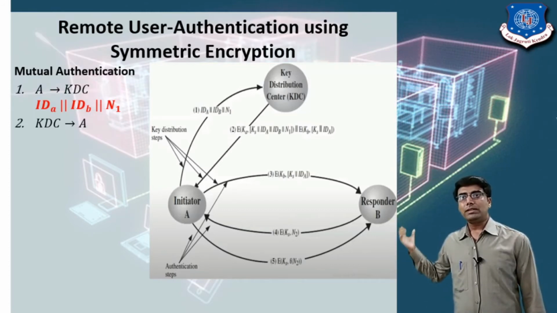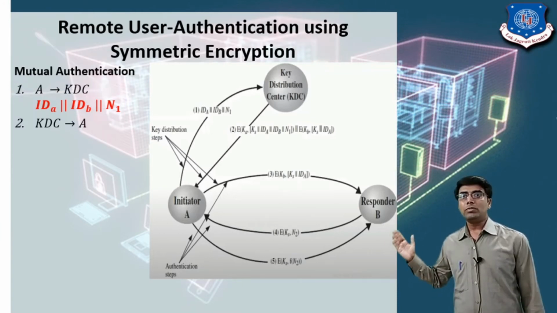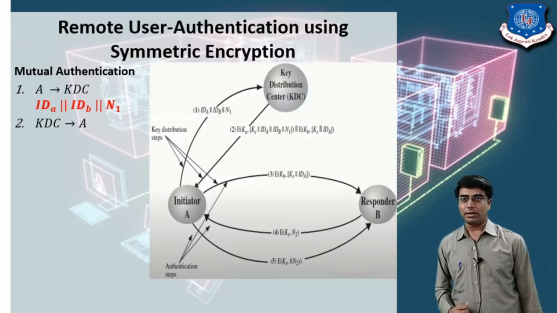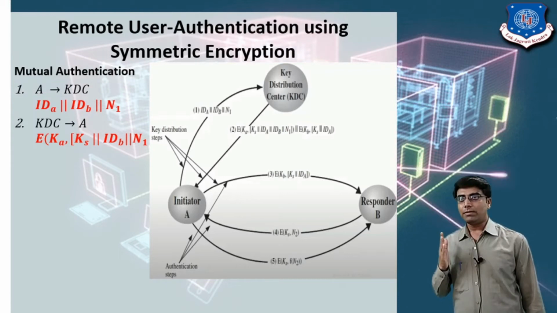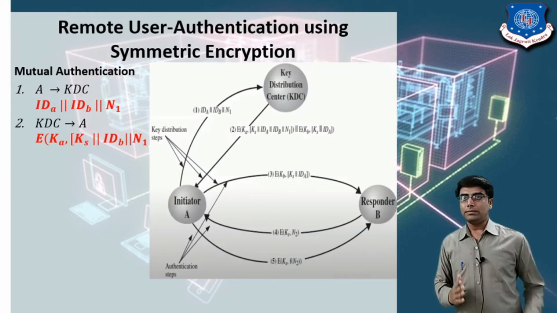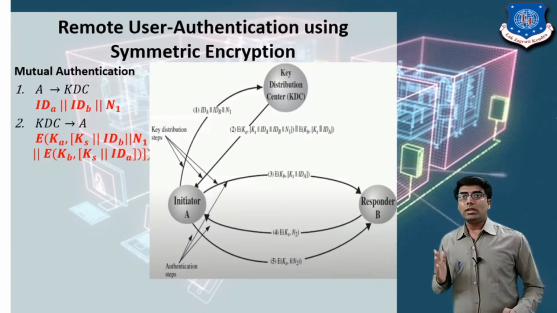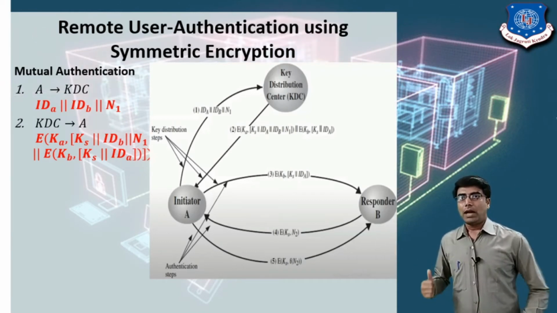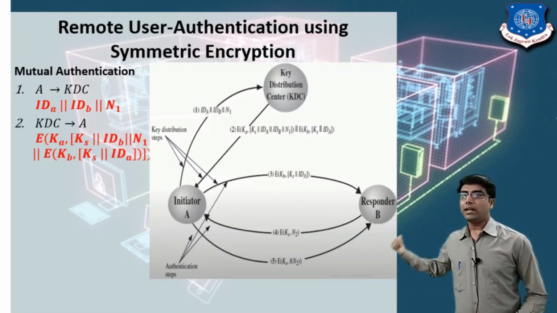Now after receiving the request from user A, the key distribution center will generate the session key. The key distribution center will generate one encrypted message with the session key. You can see the equation here. The whole message is encrypted using user A's master key. The master key is known only by the KDC, the key distribution center, and that user.